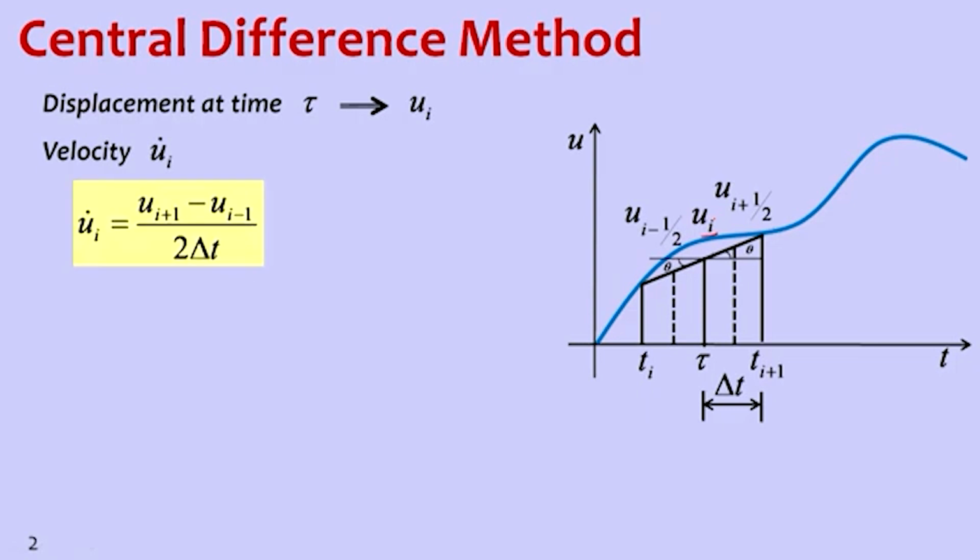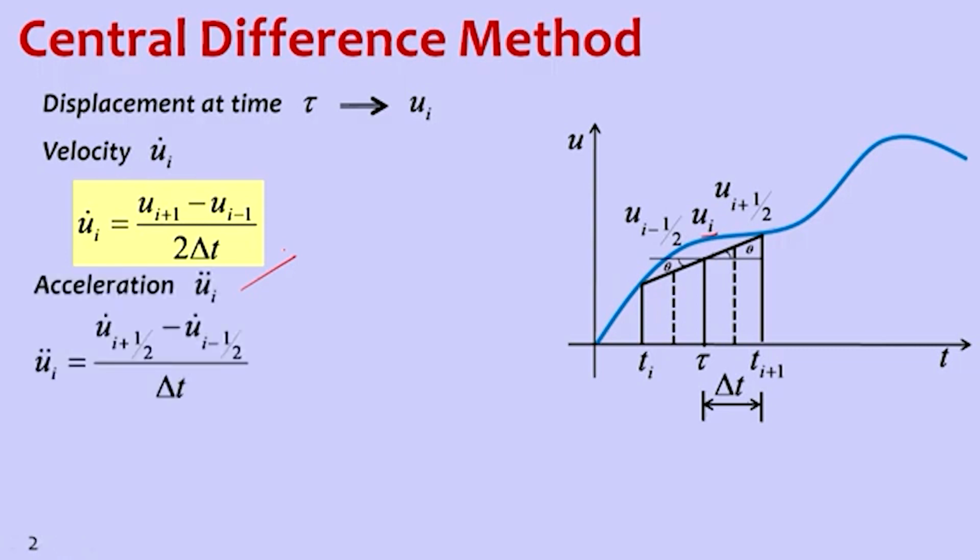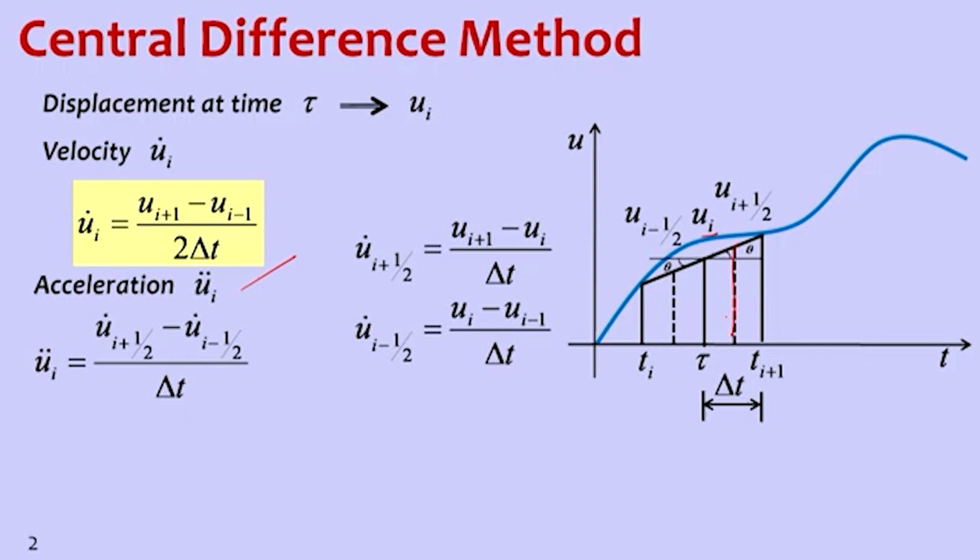So, velocity, as we know, the rate of change of displacement, can be represented in this manner: u i plus 1 minus u i minus 1 by 2 delta t. And acceleration is represented in this manner: u dot i plus 1 by 2, that means half, i plus 1 by 2, or it can also be represented in terms of i, where we have a derivation like this. So, u dot i plus half will give you u i plus 1 minus u i by delta t, and u dot i minus 1 by 2 is equal to u i minus u i minus 1 by delta t.